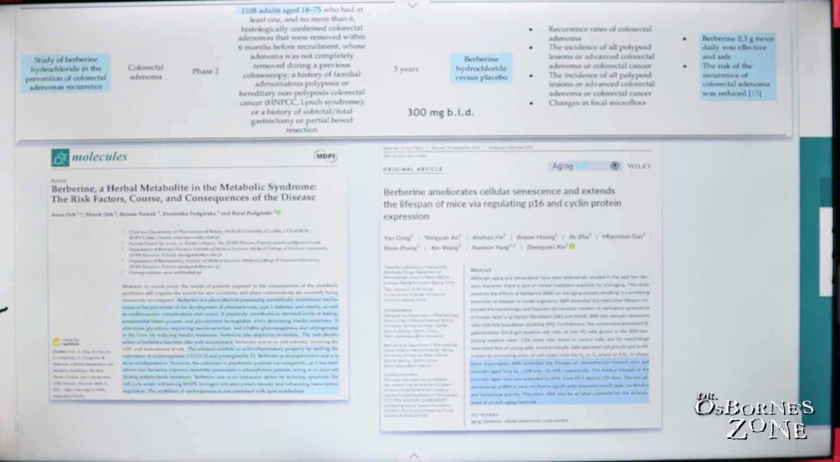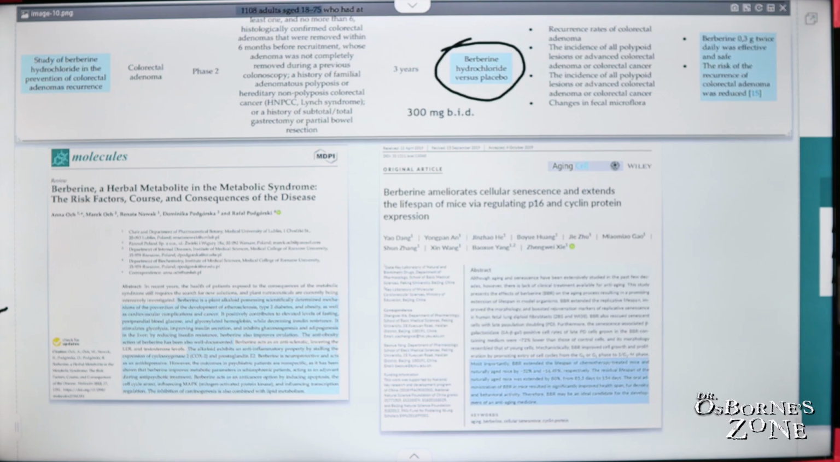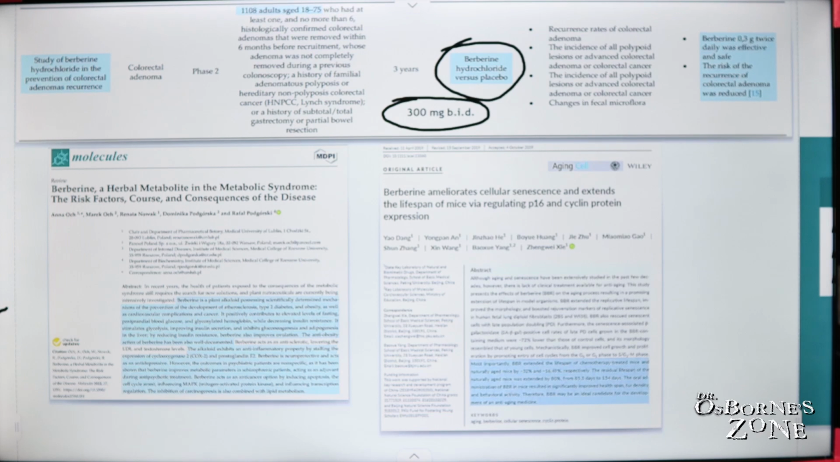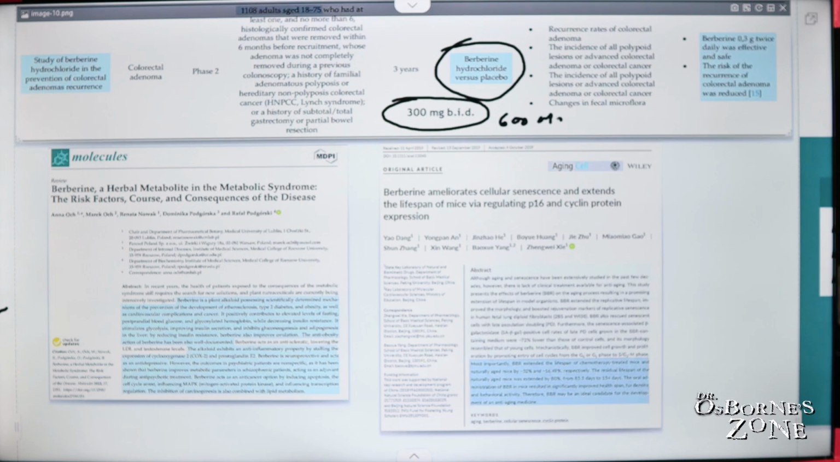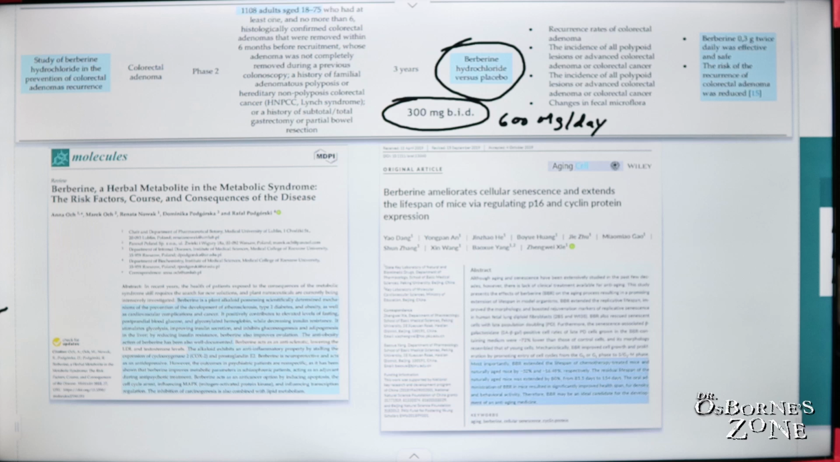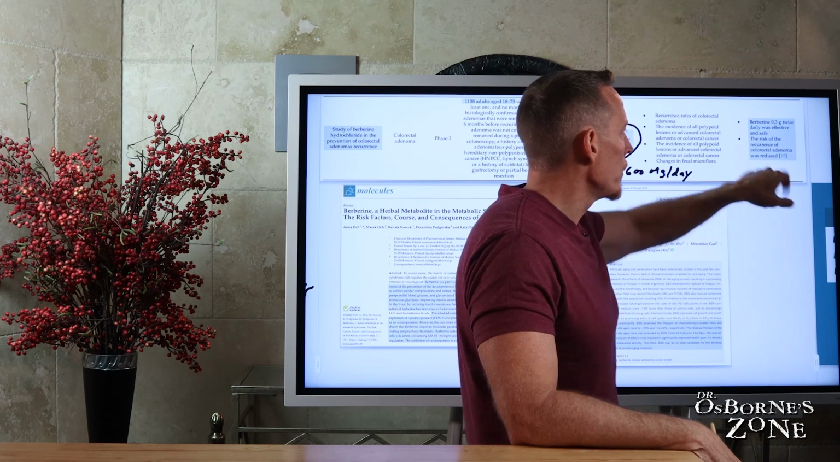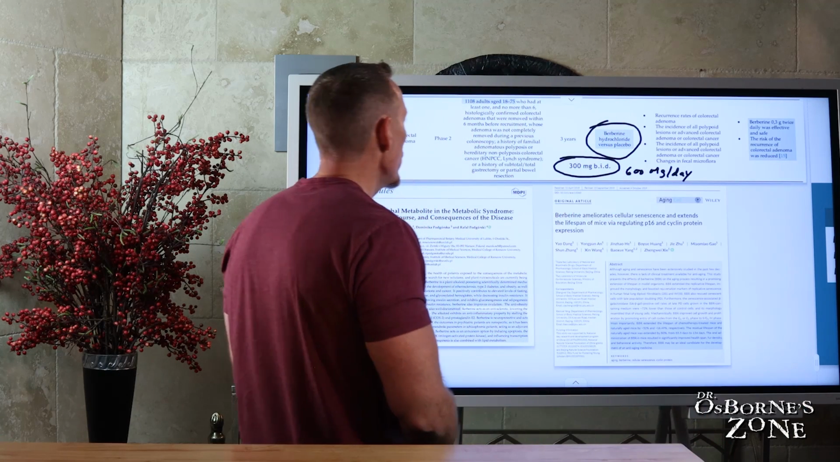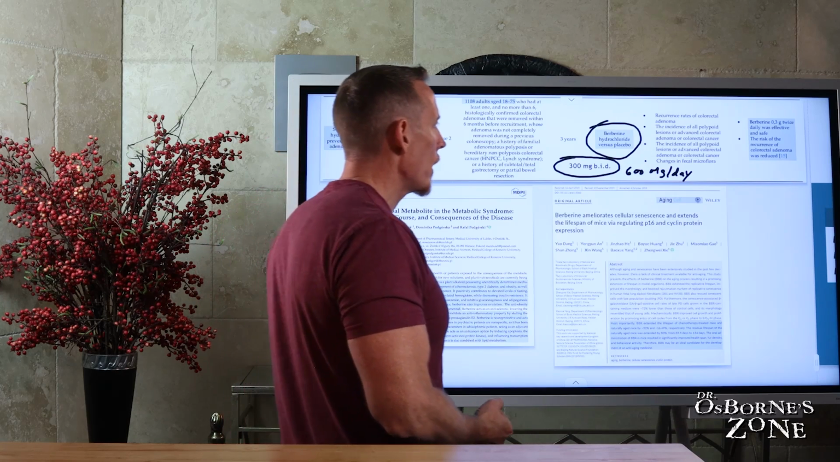This was a 3-year study where they used berberine and compared it to a placebo. The dose was 300 milligrams BID. Again, that's not as strong of a dose as we've seen in some of these other trials, but that's approximately 600 milligrams per day of berberine over a 3-year course of time. What they determined is that berberine at that dose was effective and safe. The risk of the recurrence of colorectal adenoma or colon cancer was reduced in this trial. So we know that in this case, it had impacts on cancer.